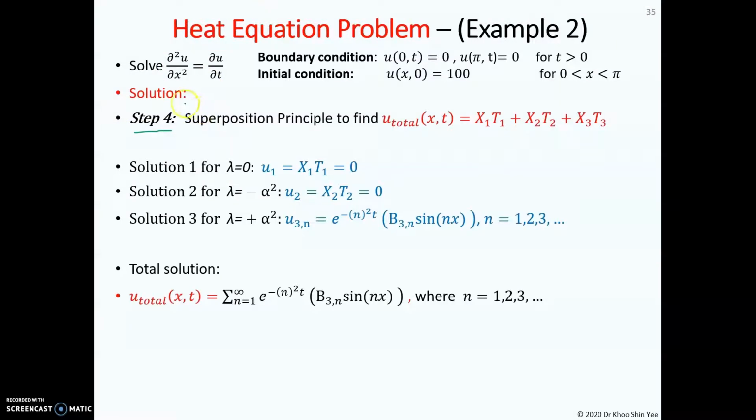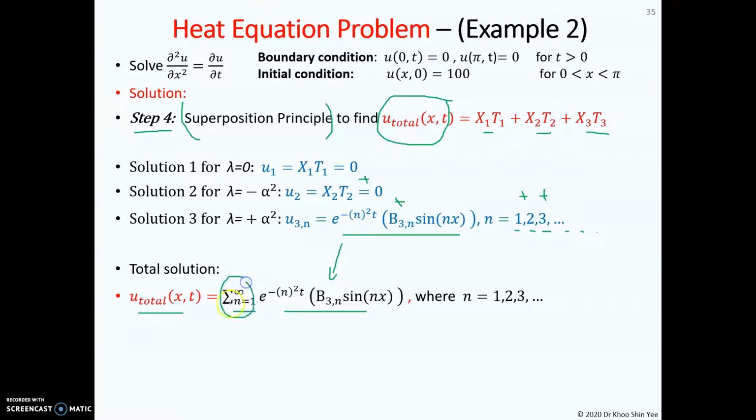In step 4, you need to perform the superposition principle in order to combine the individual solutions into the total solution. So for the first case, you have 0, you add with the second case, and add with the third case. For n equal to 1, add with n equal to 2, and if you continue, you should obtain the total solution equal to the summation of this component from n equal to 1 to infinity. Don't forget to add the summation term here to indicate you perform the superposition principle.